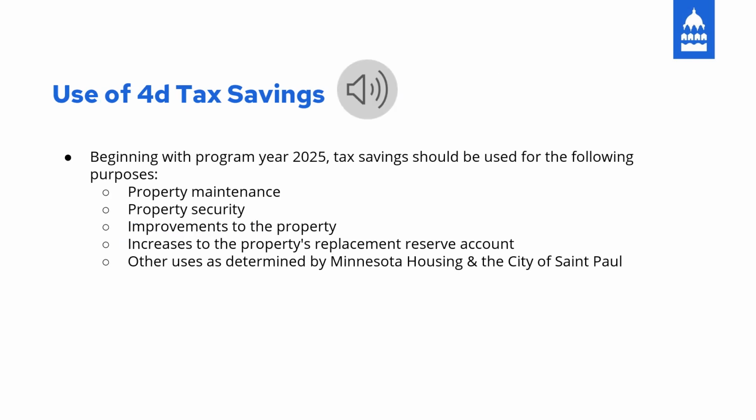Lastly, a recent change to the 4D program at the state level mandates that tax savings must be used for the following purposes: property maintenance, property security, improvements to the property, and/or increases to the property's replacement reserve account. Other uses may be determined over time by Minnesota Housing and the City of St. Paul.